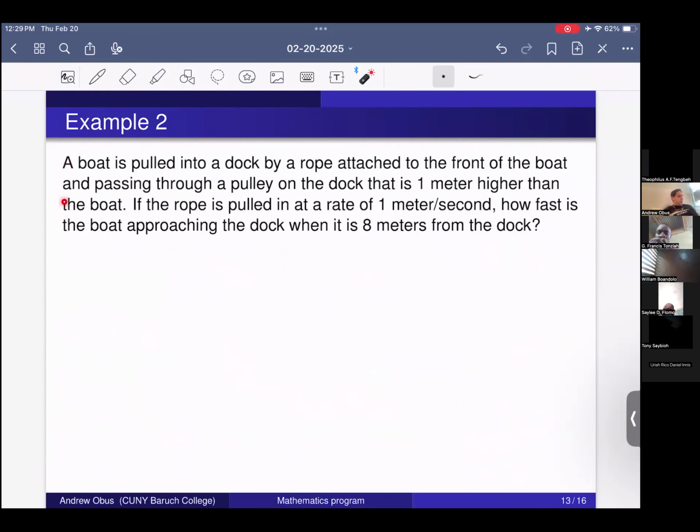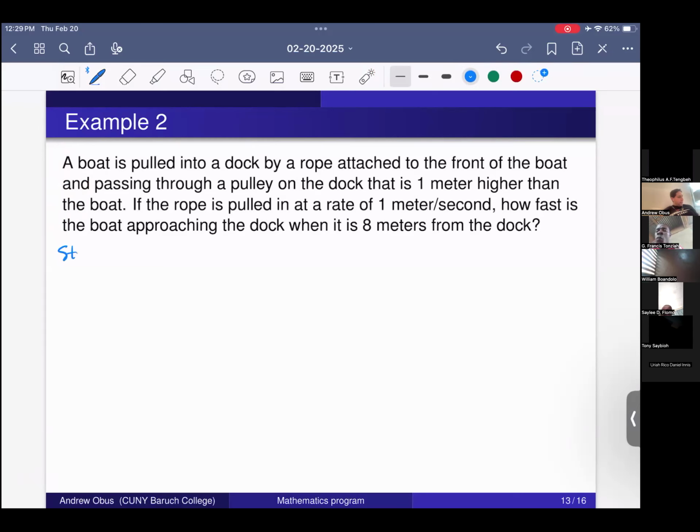So a boat is pulled into a dock by a rope that is attached to the front of the boat and passing through a pulley on the dock that is 1 meter higher than the boat. If the rope is pulled in at the rate of 1 meter per second, how fast is the boat approaching the dock when it is 8 meters from the dock? Okay, so this is complicated.